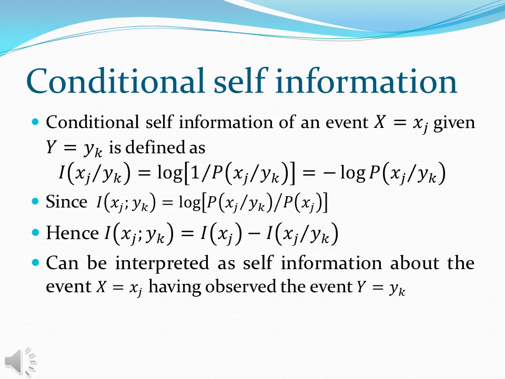What is conditional self-information? Now, conditional self-information of an event x equal to xj, given that y equal to yk is defined as I(xj|yk) equal to log 1 by p(xj|yk) equal to minus log p(xj|yk). Now, since the mutual information I(xj, yk) equal to log p(xj|yk) by p(xj), hence the information I(xj, yk) becomes I(xj) minus I(xj|yk), can be interpreted as self-information about the event x equal to xj having observed the event y equal to yk.